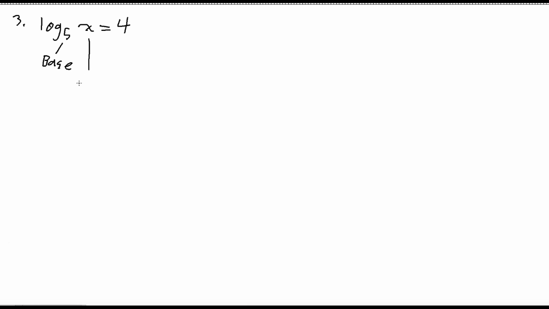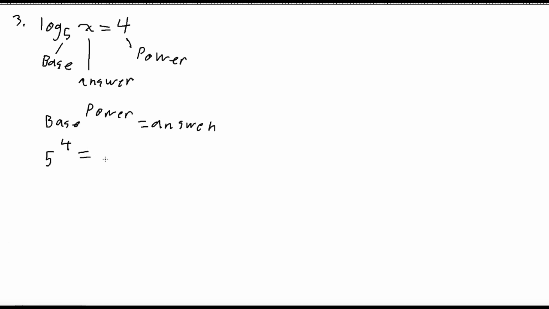This is the base, this is the answer, and this is the power. If you raise the base to the power, you get the answer. So the base is 5, the power is 4, and the answer is x, as you see up here. So this one actually winds up being pretty easy, because 5 to the 4th power is just 625. So x equals 625, and that's the answer to problem number 3.